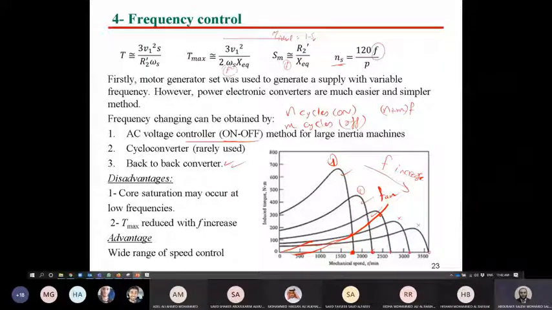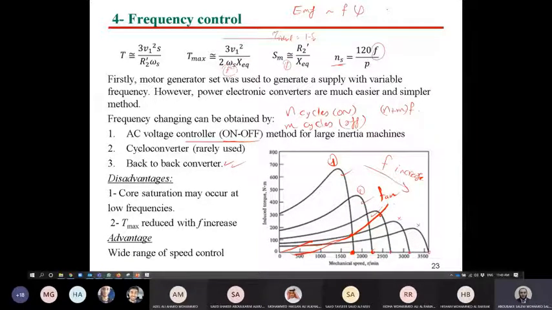Right. What are the advantages and disadvantages of frequency control? First, regarding the disadvantages, because it's dangerous a bit, core saturation may occur at low frequencies. You know that EMF is proportional to frequency multiplied by flux.